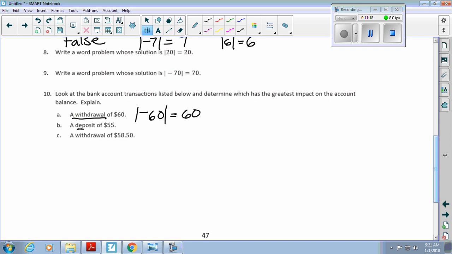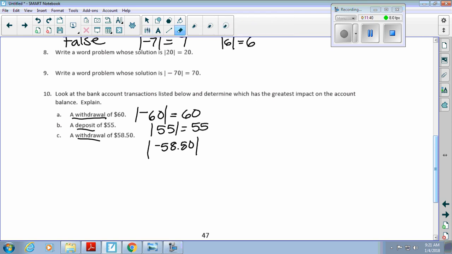A deposit, and remember you can think depositive. Absolute value of 55 is? 55. See, this is not challenging. All right, the absolute value of a withdrawal of $58.50. Well, a withdrawal means it's what type of number? Negative. Negative, so 58.50. Oops, that 5 got a little wonky there. Again, let me fix that. There we go.